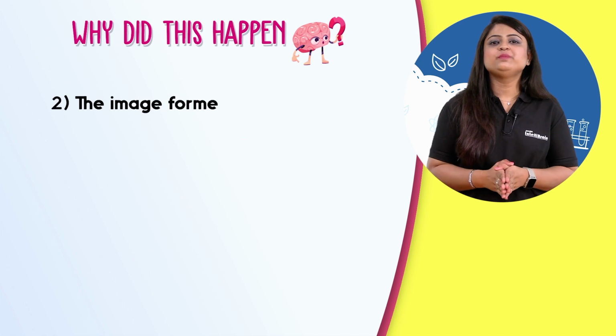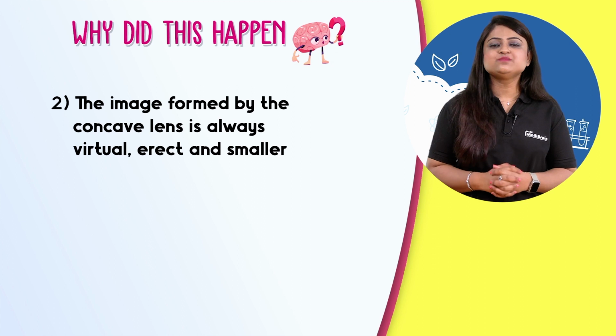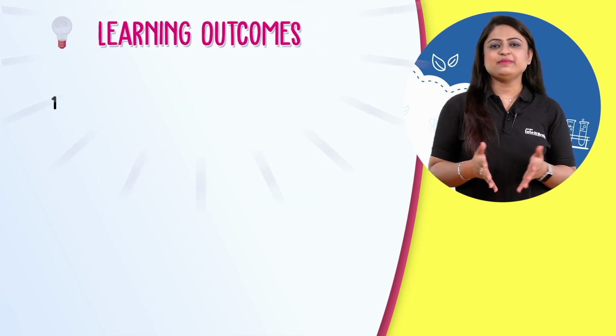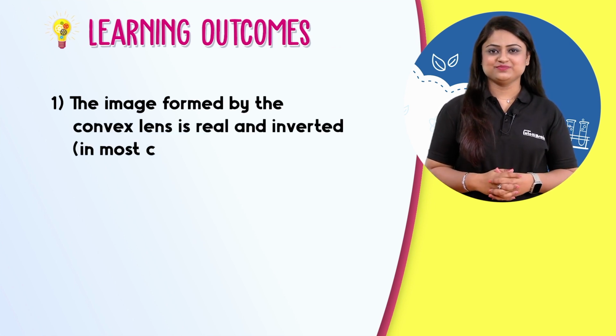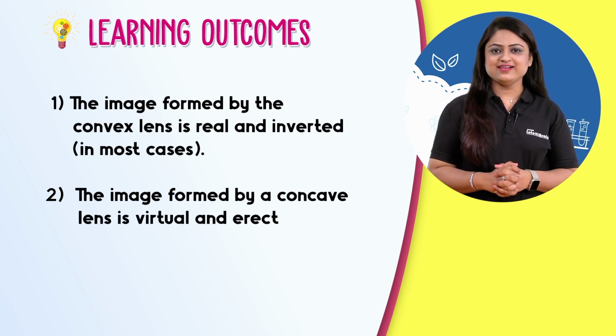The image formed by the concave lens is always virtual, erect and smaller in size, whatever is the position of the candle. The image formed by a convex lens is real and inverted. The image formed by a concave lens is virtual and erect.